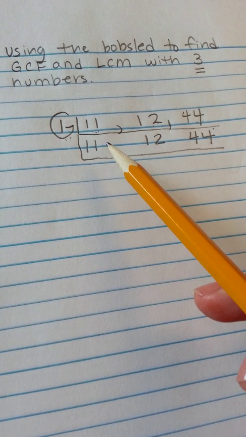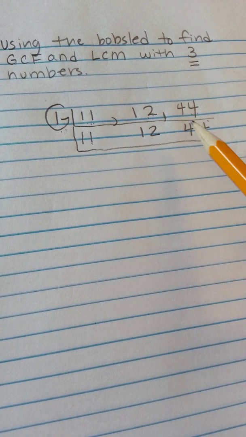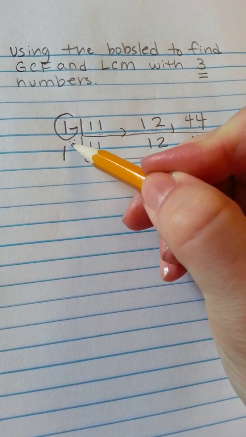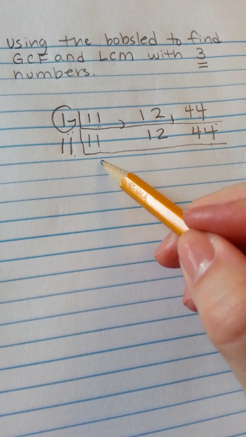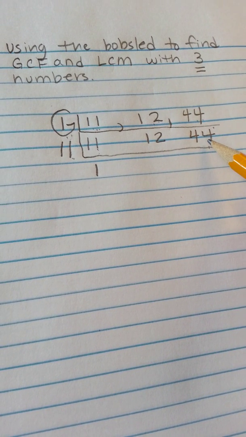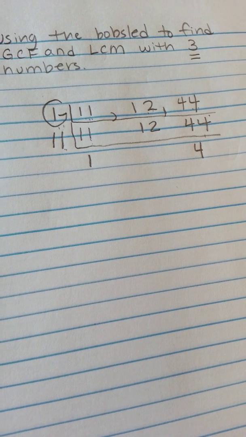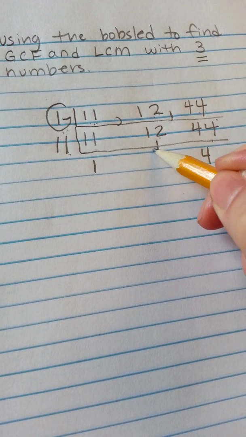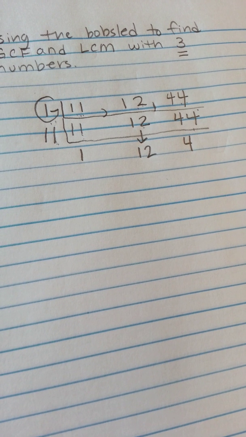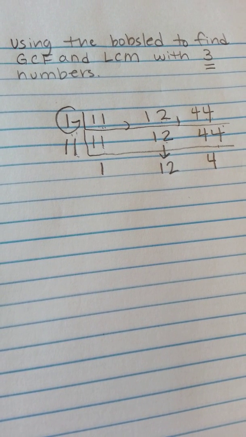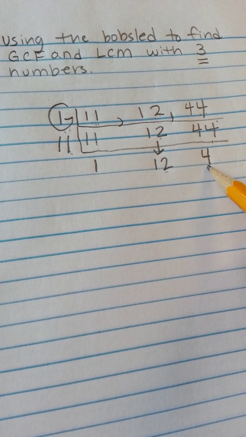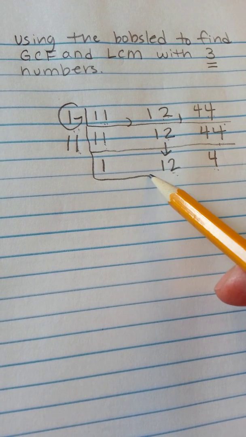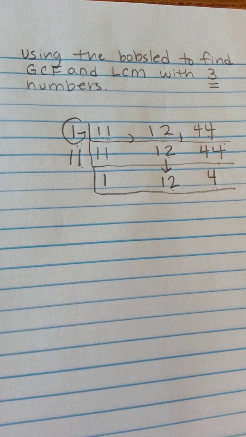Now I know that, for example, the number 11 and the number 44 have a common factor. How about 11? 11 will go into itself 1 time, and 11 will go into 44 4 times. Unfortunately, 11 does not go into 12 evenly. So I'm going to bring my 12 down. Okay, now that I've gotten to the third level of my bobsled, I see two numbers where I can actually find another common factor. So I'm going to make another level for my bobsled.